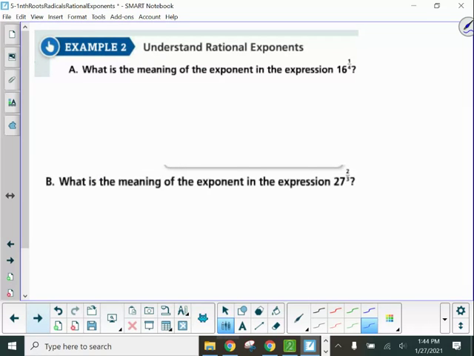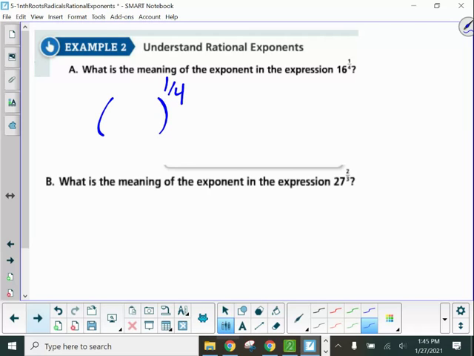Example 2, we're going to look at some exponents and look at the meanings of them to kind of derive some other way to think about radicals. So we have in part A, what is the meaning of the exponent in the expression 16 to the 1/4 power?